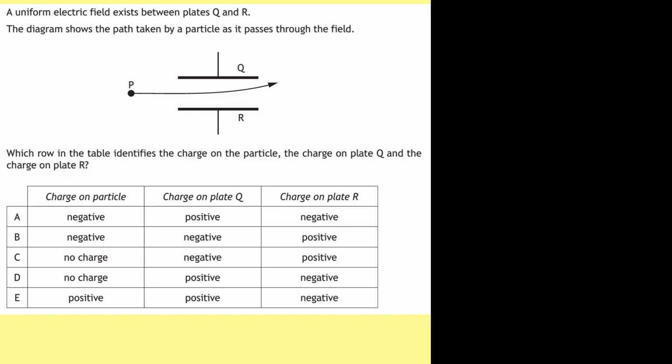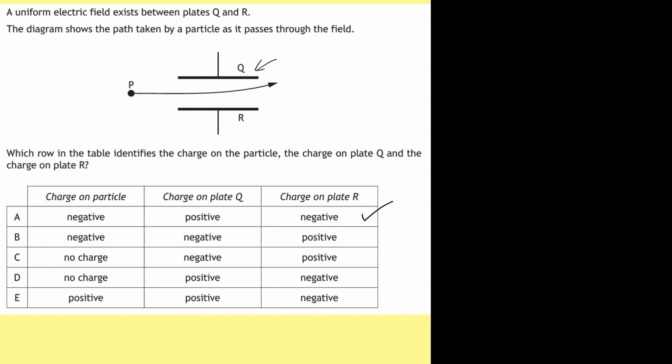Option A, saying the charge on the particle is negative, the charge on plate Q is positive, and the charge on plate R is negative also. This makes sense. Negative particle going in is going to be attracted towards Q because we're saying Q must have the opposite charge of the particle, and it's going to be repelled by plate R because we're saying R has the same charge as the particle. So that's our correct answer.